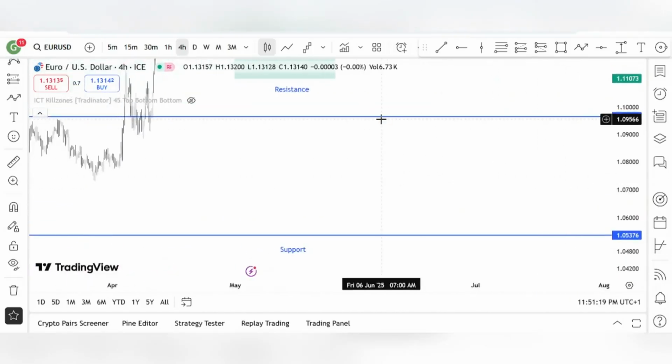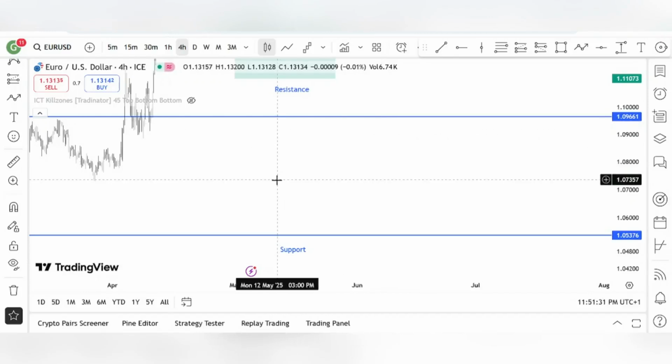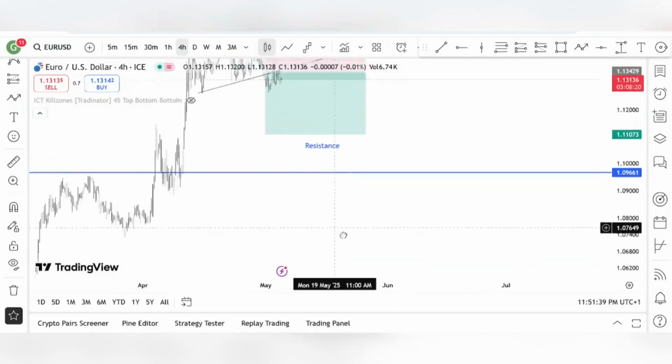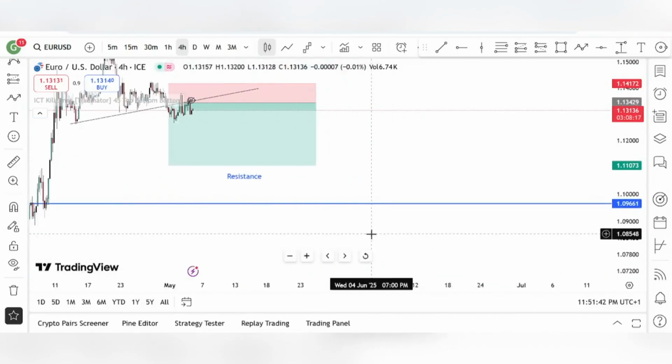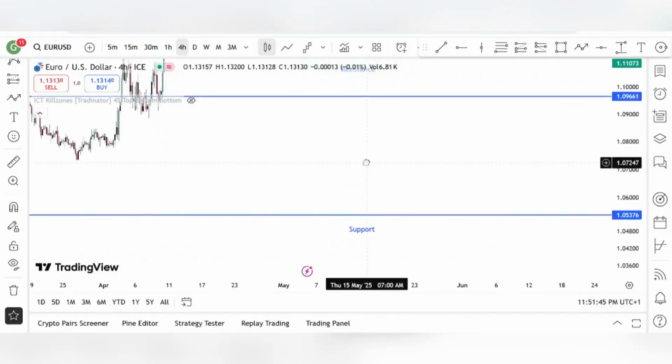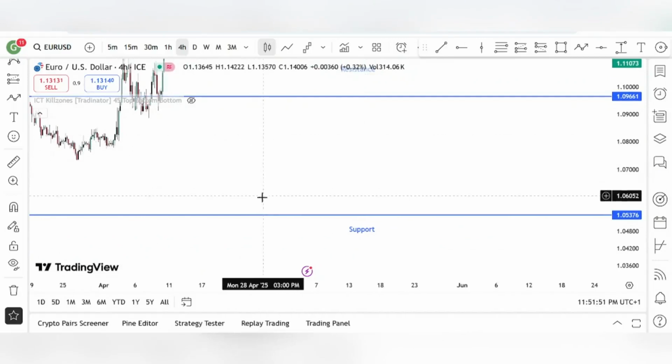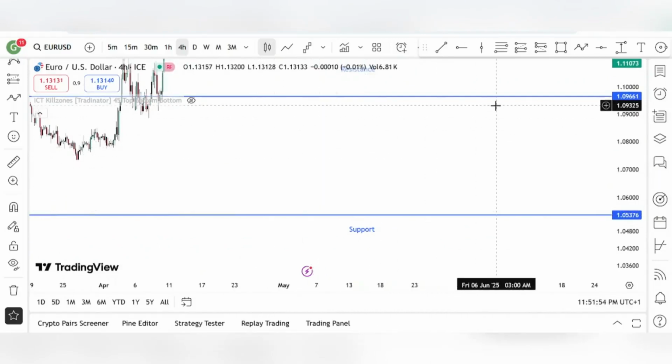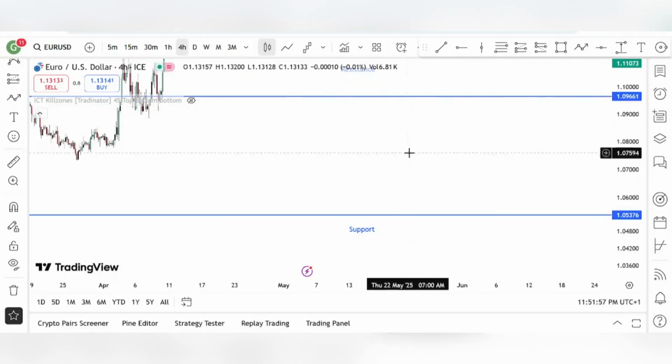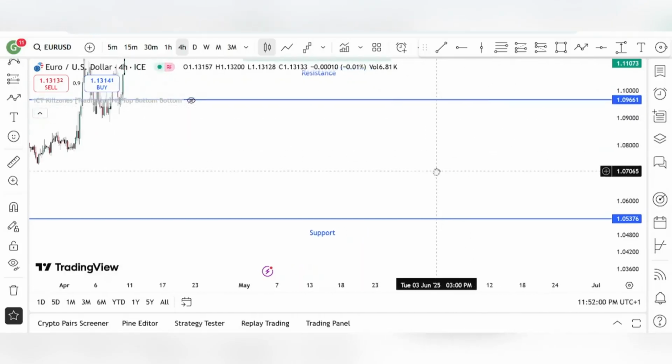All right, so triangles, channels, and wedges. First of all, let's look at triangles. So what is a triangle pattern? Under triangle pattern, first of all, they are categorized under three types of triangle pattern. First we have the ascending triangle, that is a bullish market, and then we have the descending triangle, and then the last one is the symmetrical triangle.